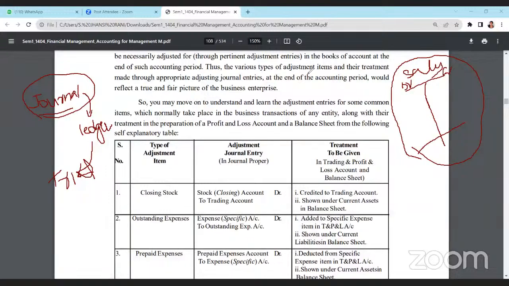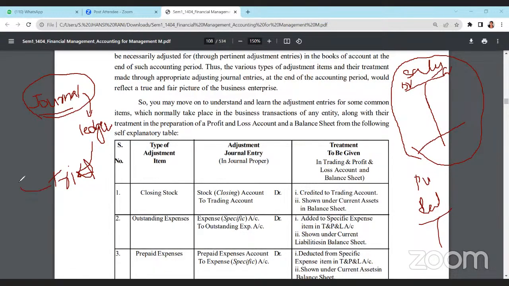In the trial balance, I will write all the ledger accounts: the purchases account, the sales account, the rent account, and their balances. Rent means expenditure. Expenditure means debit balance. So I'll prepare a trial balance where I write the debit balance and credit balance of each item.